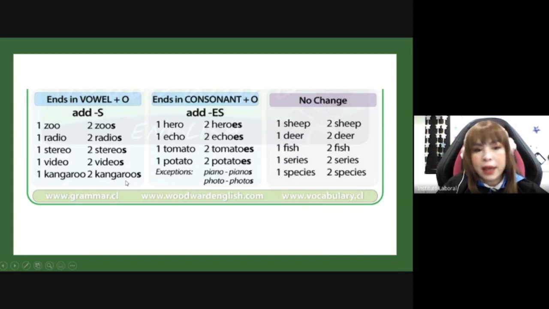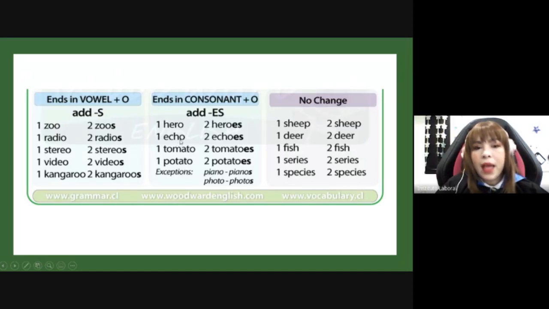One kangaroo, two kangaroos. But in the case of a word that ends in O, but before it you have a consonant, you need to add the extra syllable, the ES. One hero, two heroes. In here, you need the extra syllable. This is a different rule from this one. Remember, this is vowel, O. This is consonant, O. The R is a consonant. The CH is a consonant. The T is a consonant.